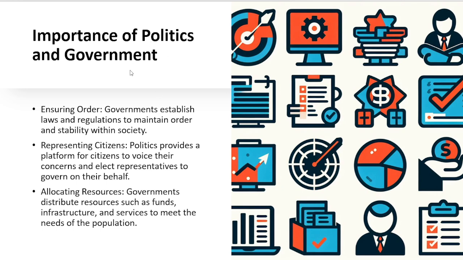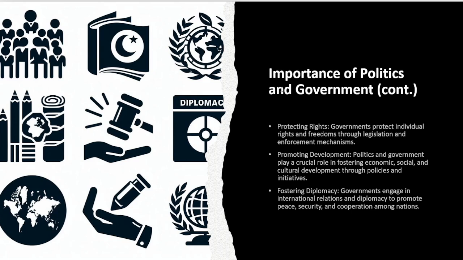So the importance of politics and government provides these laws here to ensure that there is order. Government ensures there is equal representation. Government ensures there is allocation of resources. Government ensures the protection of rights, promoting development, and fostering diplomacy. So government ensures that there is a framework in which politics operates. So that is the importance of government to politics.